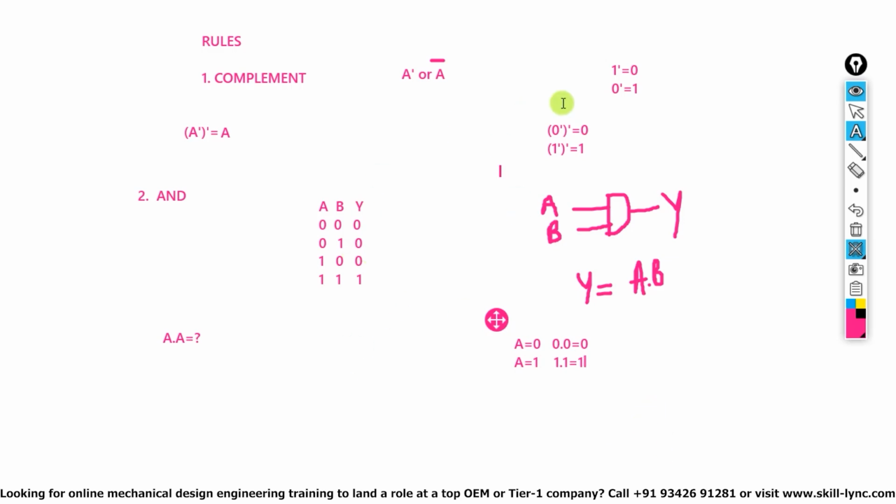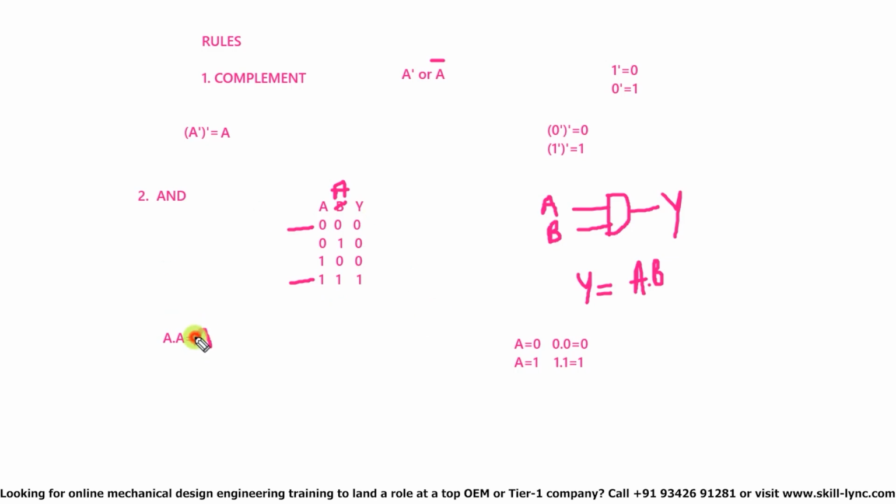Just look at this: 0, 0, 0, 1, 1, 1. It means whatever the value is, you get the same value here, because now instead of B, it is A. And for Y, 1, 1 is 1 and 0, 0 is 0. So A into A is equal to A. Next rule is A into 0.